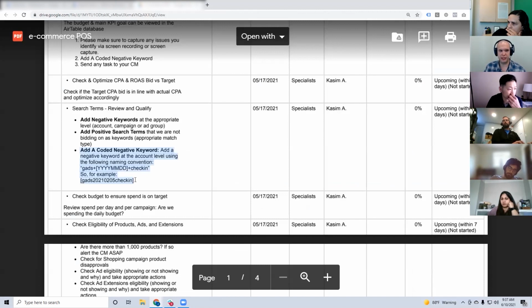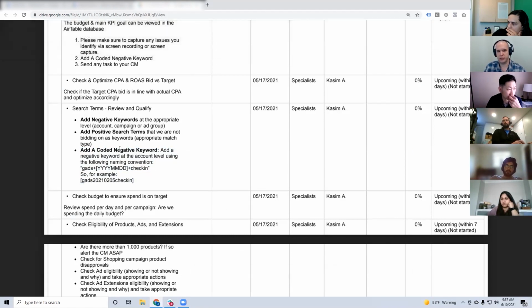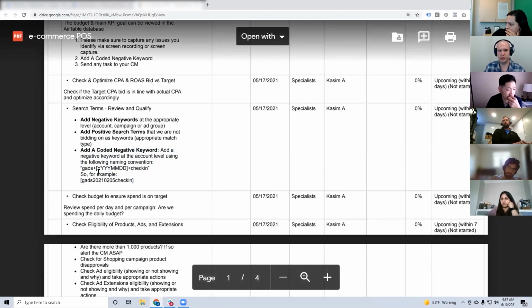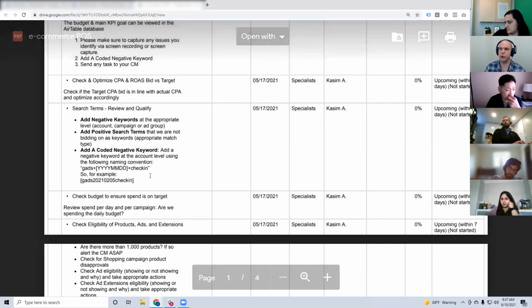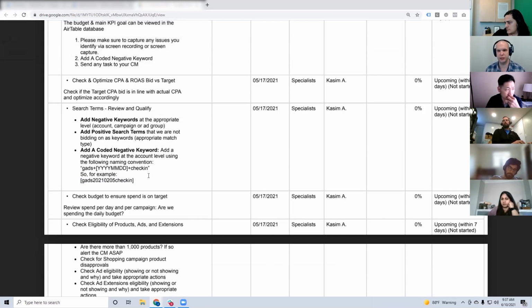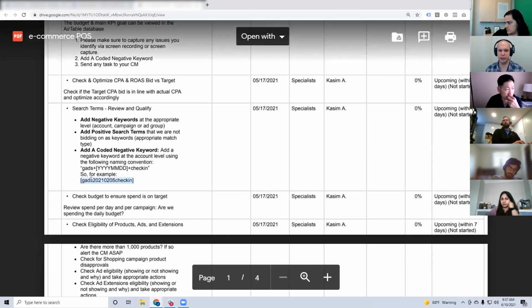This one's here for us, add a code or negative keyword. It basically just allows our CMs and specialists to drop in a code so that people know that we're in there making changes. Sometimes we don't add negative keywords, but a lot of clients are like, hey, are you even watching the campaign? So we jump in there and just dump in a code. So this is really just for us.